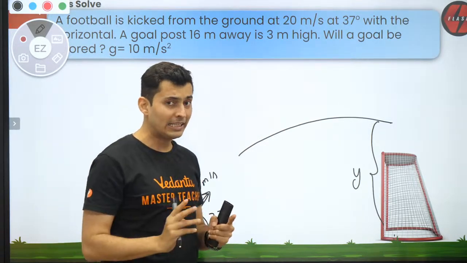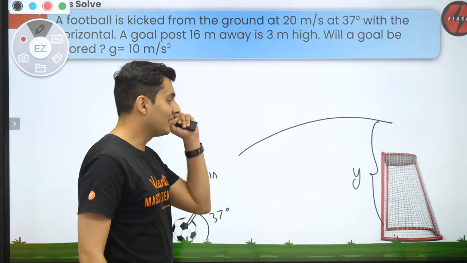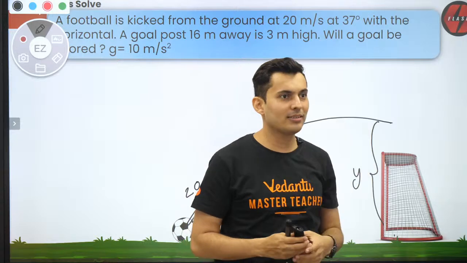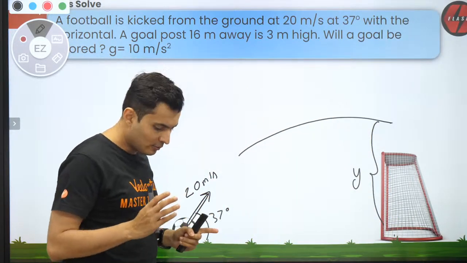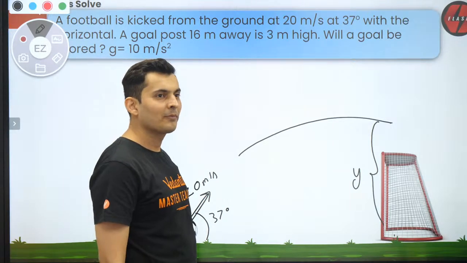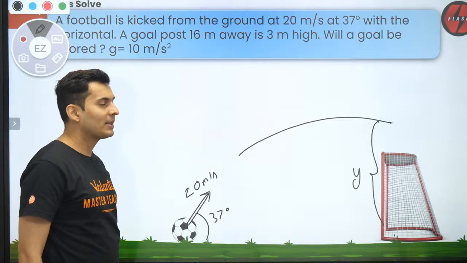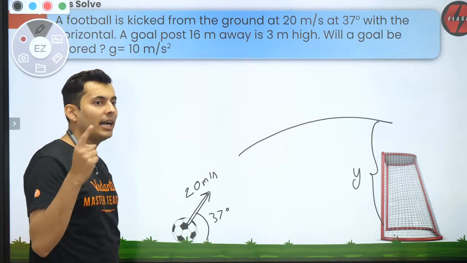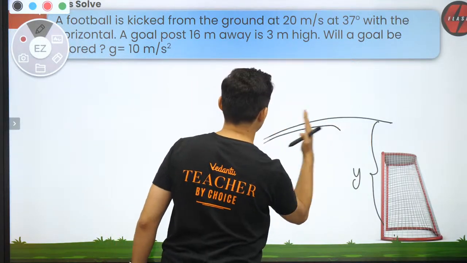So I feel it's not a question on range. It's not a question on maximum height. It's a question on, guess what? Which equation do you think it is based on? Not time. Time has got nothing to do with it. Think again. Height? No. Trajectory equation. Very good. It's a question on trajectory equation.